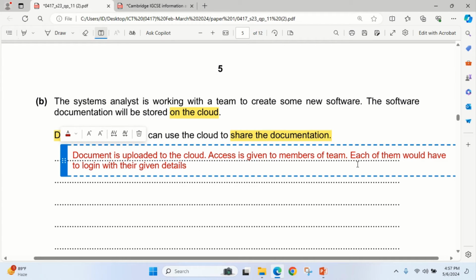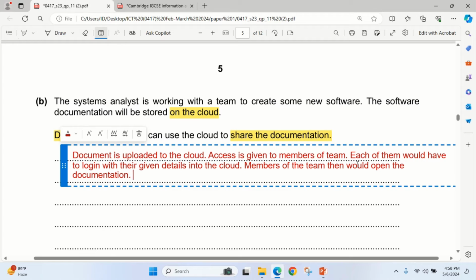That's for authentication. So I want given details into the cloud storage, and then documentation can be done. So they would open the documentation. They can as well modify or update the documentation. Then the documentation will be synchronized.